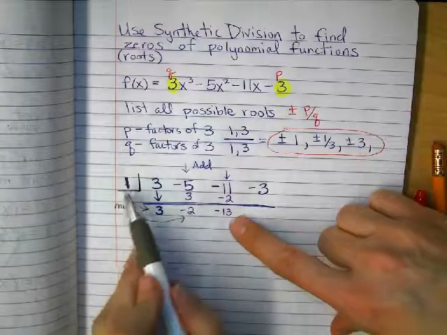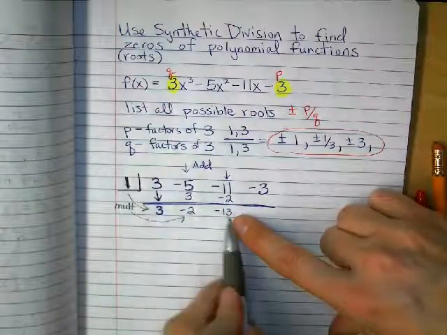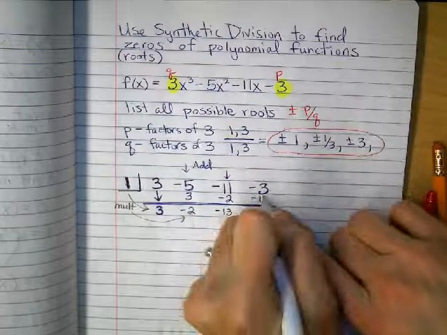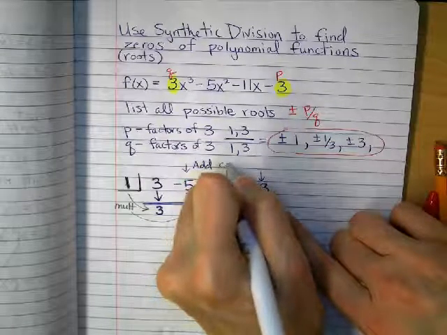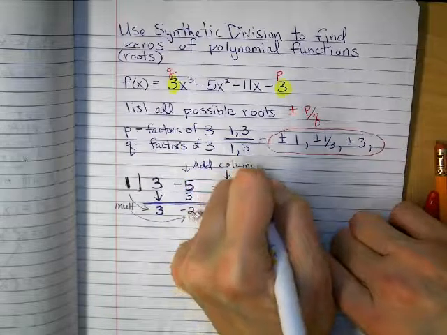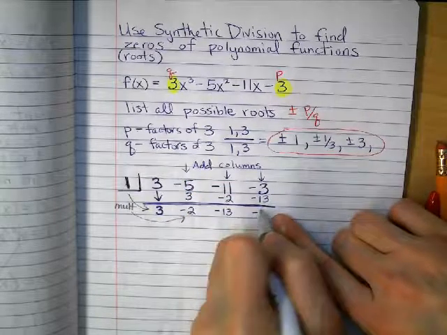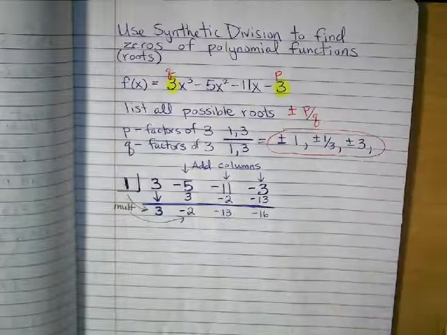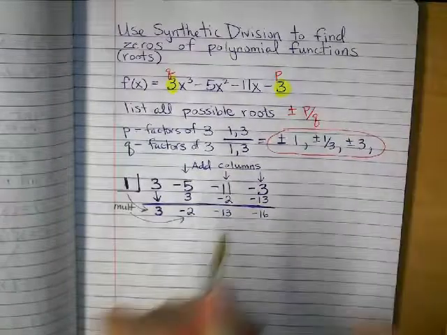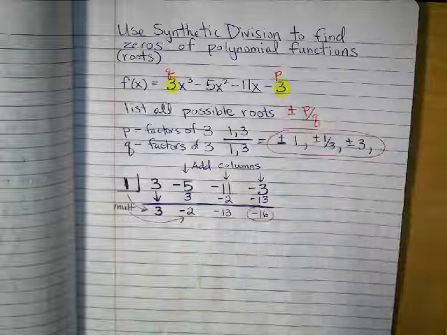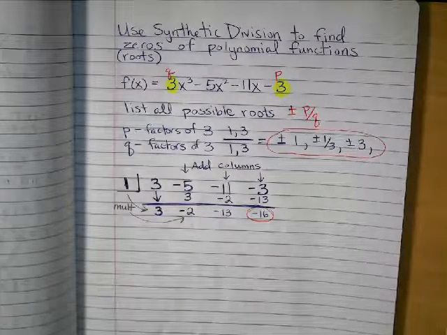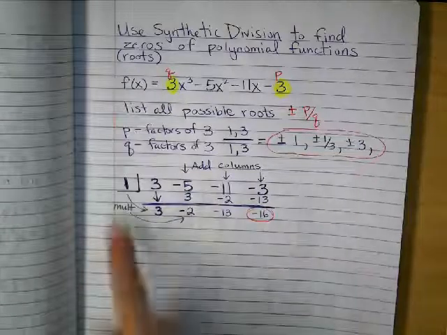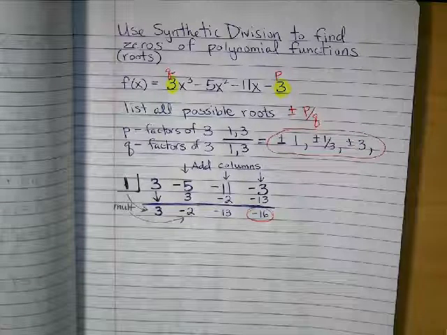Now multiply again. 1 times -13 is -13. Then add, so it's always add these columns. So if you add that up, that's -16. So then you look at this last number. If that last number is 0, then it worked. But it's not 0, so this is not the right answer. That did not work. So it's back to the drawing board.